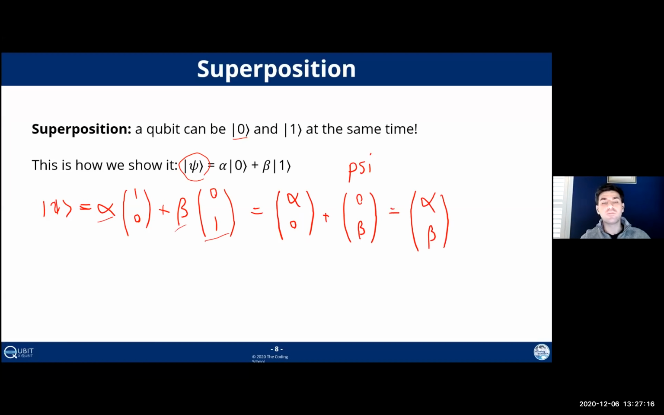So again, there are two different ways of representing a quantum superposition. One is to write it in the bracket notation using kets, which is totally fine. The other way is to write it as a vector. So the state alpha 0 plus beta 1 is equivalent to having a vector with alpha as the first entry and beta as the second entry.